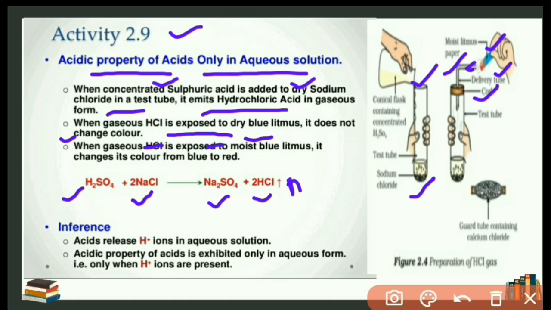So in this activity we observe that the acidic property shows only in aqueous solution, when the acid releases H plus ions. So the inference is that an acid releases H plus ions only in aqueous solution, and the acidic property of an acid is exhibited only in aqueous form; that is, only when H plus ions are present does the acid show acidic property, otherwise the acid does not show acidic character.